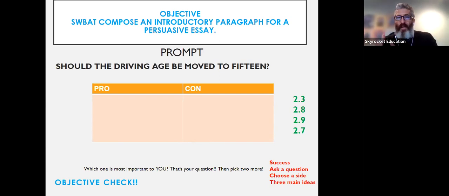Remember, folks, we are writing, here's my objective check. We're writing an introductory paragraph to our persuasive essay. I just circulated the room. I saw that 100% of us, right? That's 23 out of 23 of us had one pro and one con. They were in the right categories. We're on the right track, folks. Let's keep moving toward this objective, right?